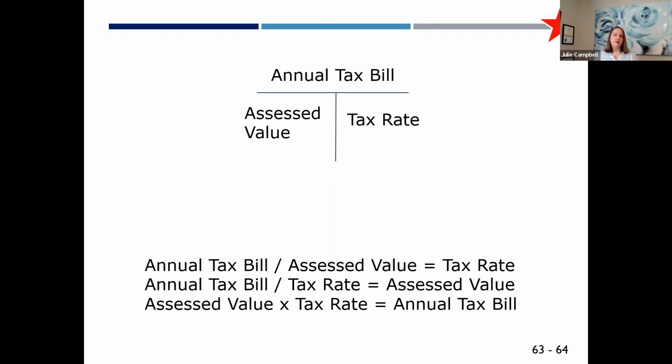And again, you can do one or the other. You can do the T-bar, which is what you're looking at top, or you can do the 3 formulas. You can know how to solve for the tax rate, know how to solve for the assessed value, or know how to solve for the annual tax bill. Makes no difference to me how you want to do it, just as long as you get it right. That's all we want to know, is the right answer.